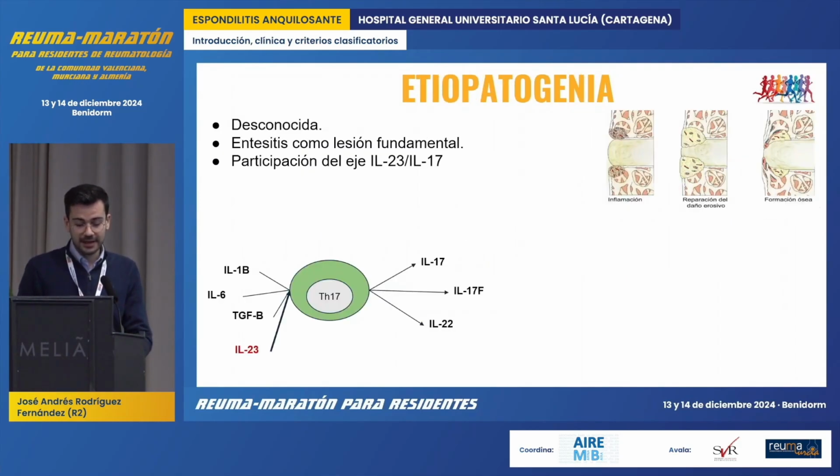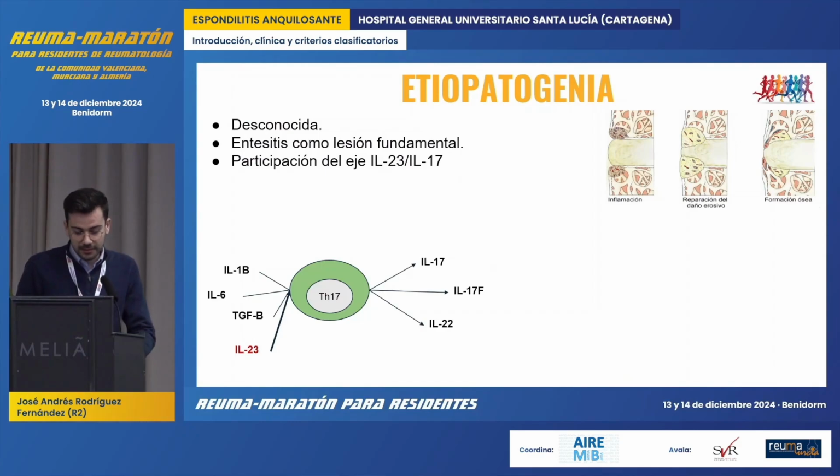Regarding pathogenesis, it is still somewhat unknown, but it is known that the fundamental lesion is enthesitis. This enthesitis and chronic inflammation lead to erosion of the sacroiliac cartilage and hyaline cartilage, as well as the bone. Subsequently, ossification occurs, and in more advanced stages, ankylosis will develop.